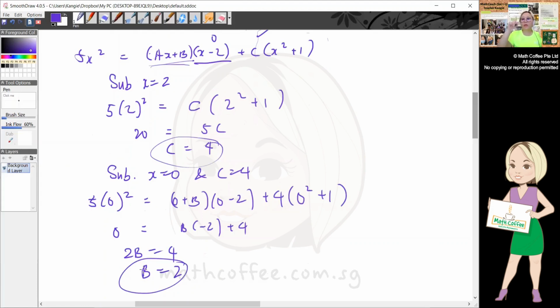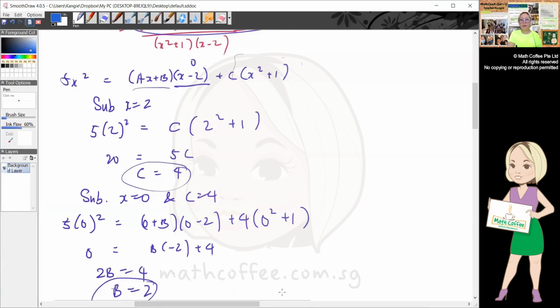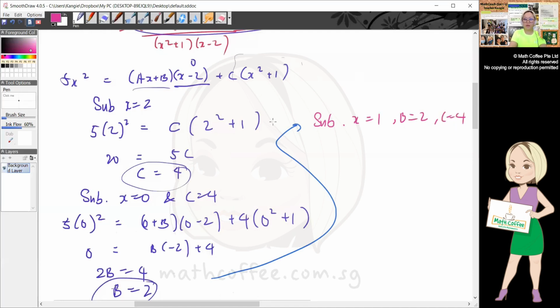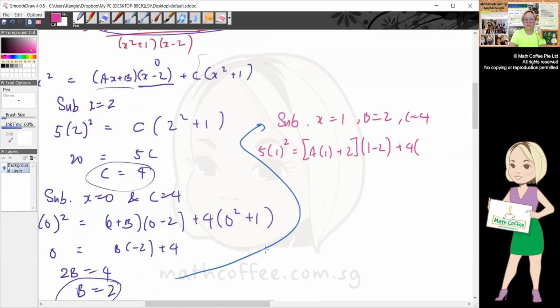So what do you do? When you're only left with one unknown, you can sub any x value you want. Okay, so now let's sub x equals 1, right? So I'm going to write it over here. Okay, use red color. So it will be sub x equals 1, of course, as well as your b equals 2, as well as your c equals 4. So now let's type it in. So 5 times 1 squared equals (a times 1 plus 2), and then after that, we have (1 minus 2), plus 4, and then we have x squared means 1 squared plus 1.